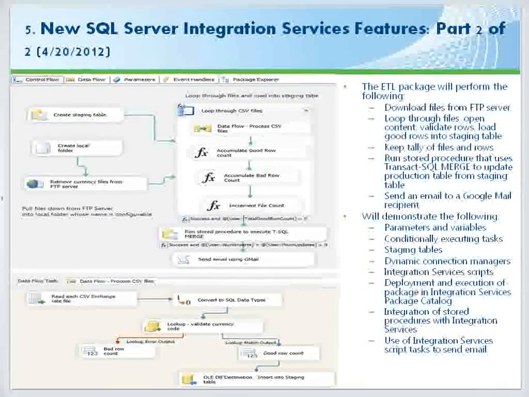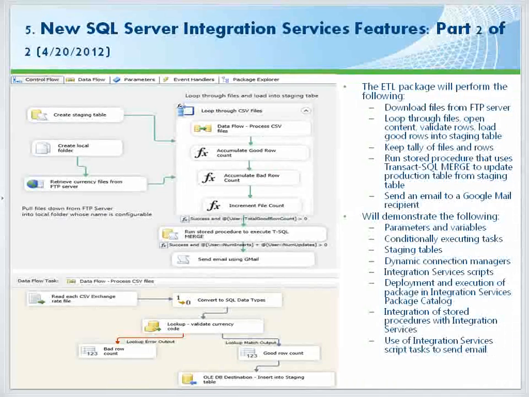So jumping forward here, now this looks a little bit complicated when we look at the end result, but this is the ETL package that we're going to put together here today. I'm actually going to download some files from an FTP server. I've got a test FTP server. I'm going to download some CSV files that actually have exchange rates, and they correspond to the AdventureWorks currency rate table that has exchange rates for different countries and different rates with respect to the US dollar.